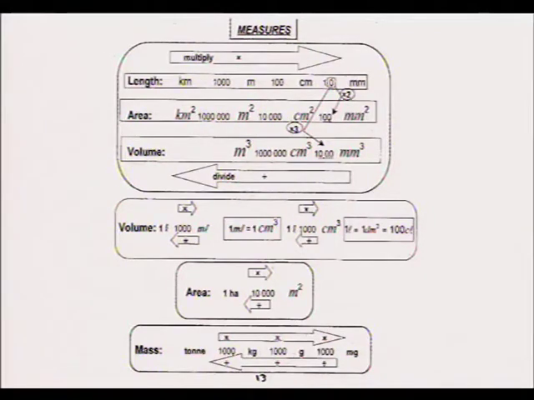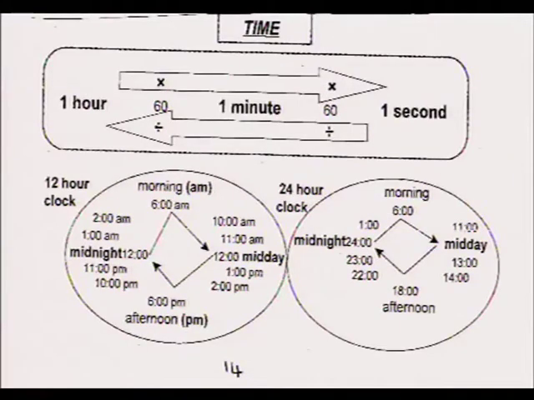Then measures. Length and area and volume. You must learn this, study this. The areas, for example, kilometers per square kilometers, square meters. The volume is meters to the power 3. Right? How we find the volume, how we find the area, how we find the mass. Go through those examples.